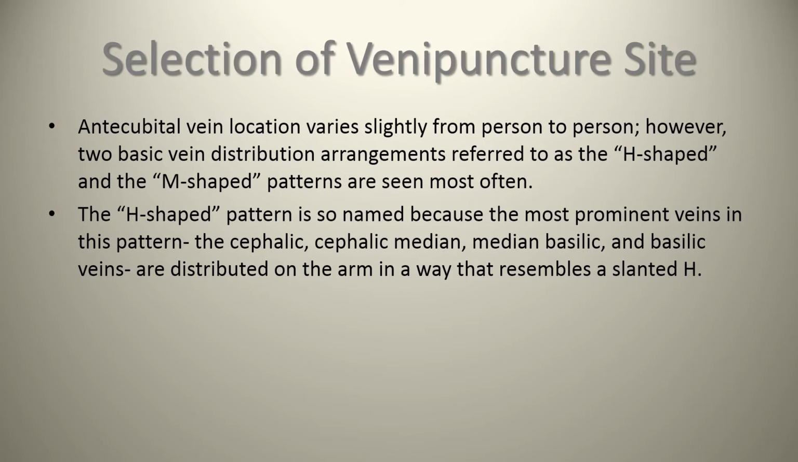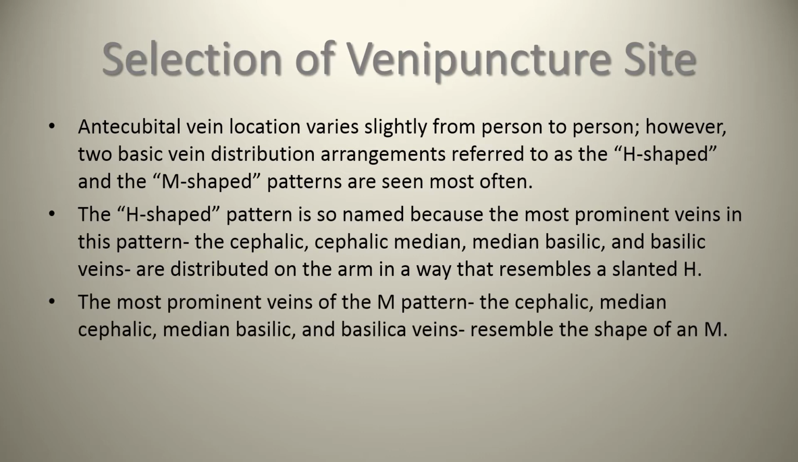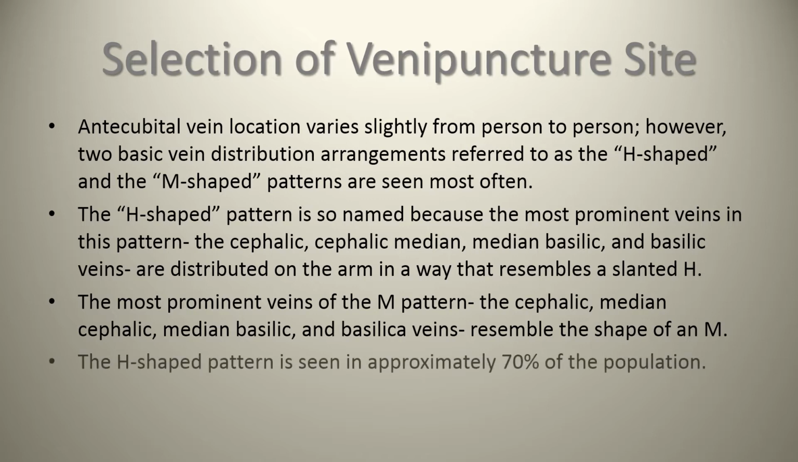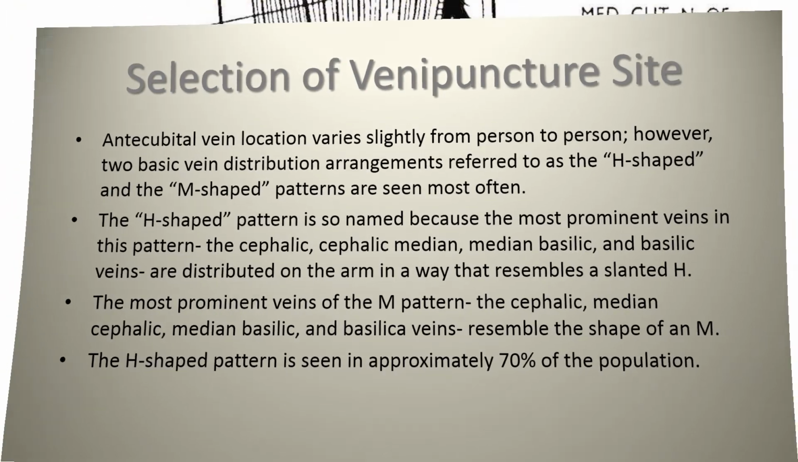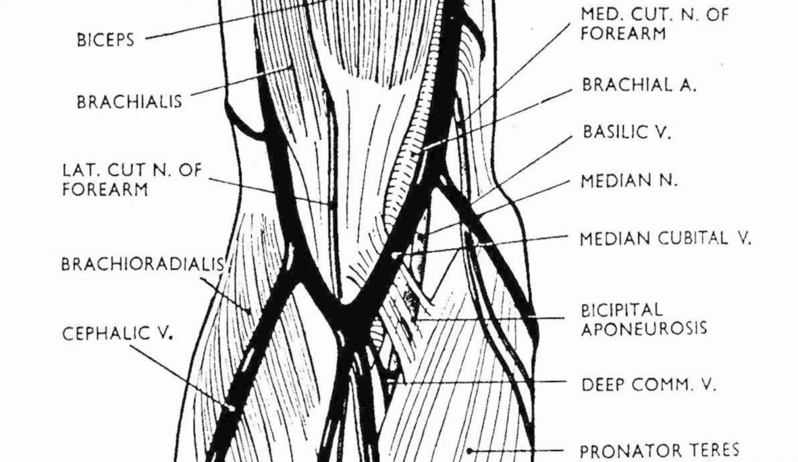The most prominent veins of the M pattern, the cephalic, the median basilic, and basilic veins, resemble the shape of an M. The H-shaped pattern is seen in approximately 70% of the population. Here's a diagram. In this diagram, you can see all of the blood vessels that we've described.